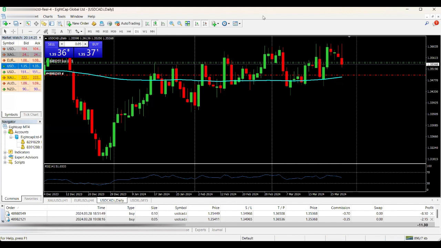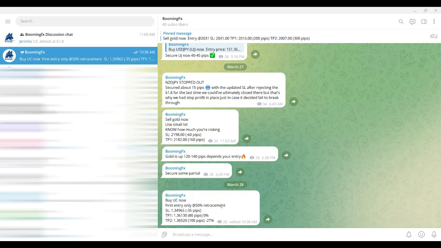I also called the trade for the team as well. Let me show you guys real quick. Buy, you see now, first entry at the 50% retracement. We have a stop loss at minus 35 pips. We have our TP1 at 80 pips, slightly above 1 to 2 risk to reward ratio. And we have our TP2 at over 100 pips, right?